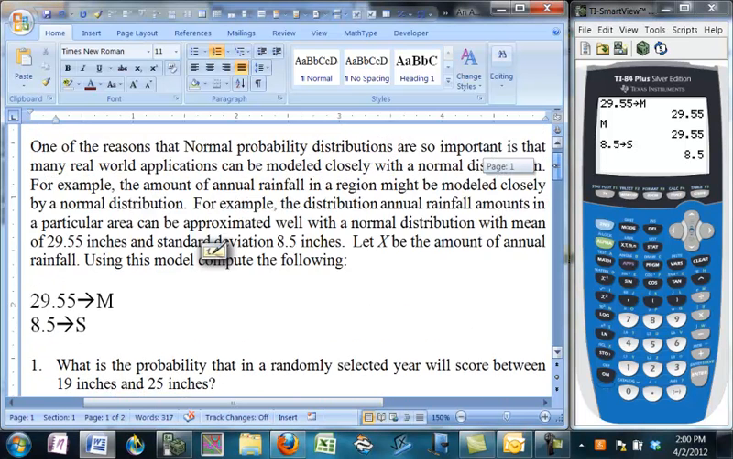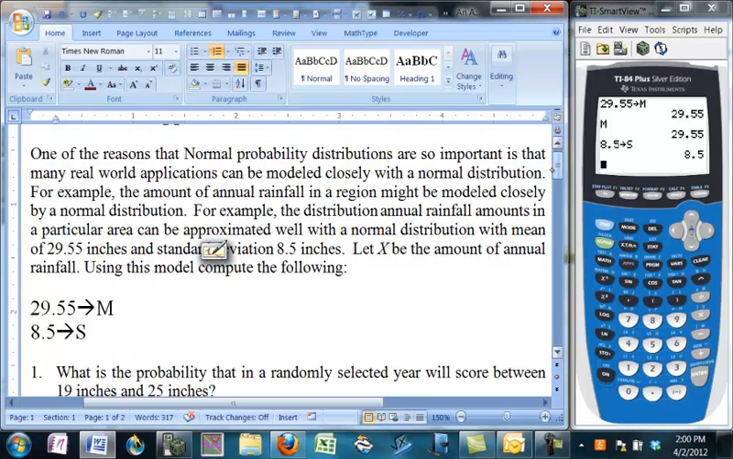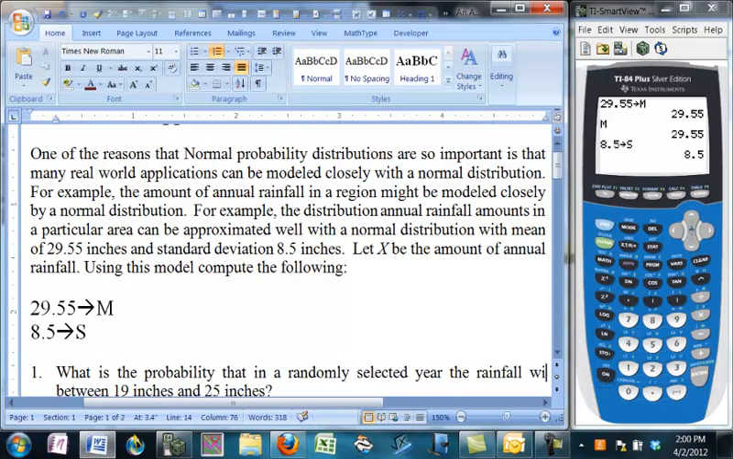Okay, so let's see what's our first question. What's the probability then in a randomly selected year the rainfall will be between 19 inches and 25 inches.